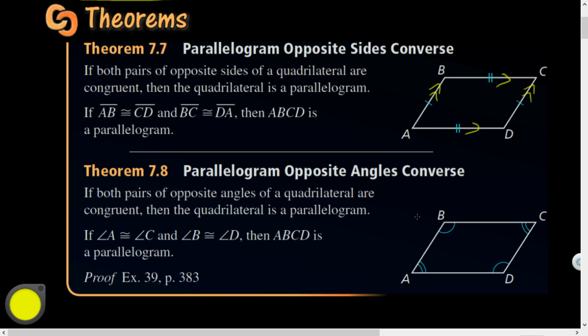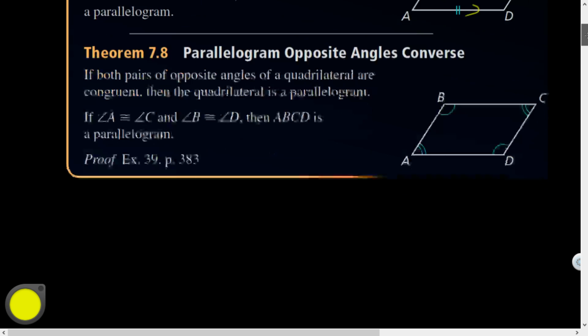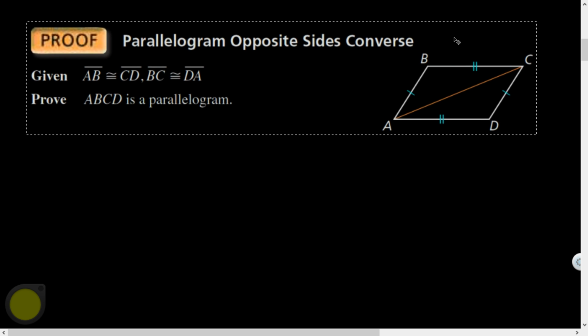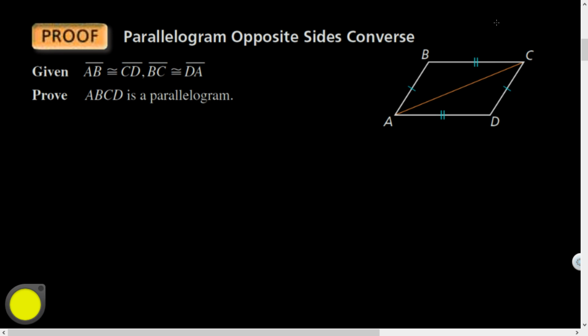How about this one? We haven't proven this yet. If both pairs of opposite angles of a quadrilateral are congruent, then the quadrilateral is a parallelogram. I think that one would be an easy one to prove. Actually, it's wonderful how elegant and brief some of these proofs are. I love it. Here we go. Let's prove this one together. We're proving, friends.